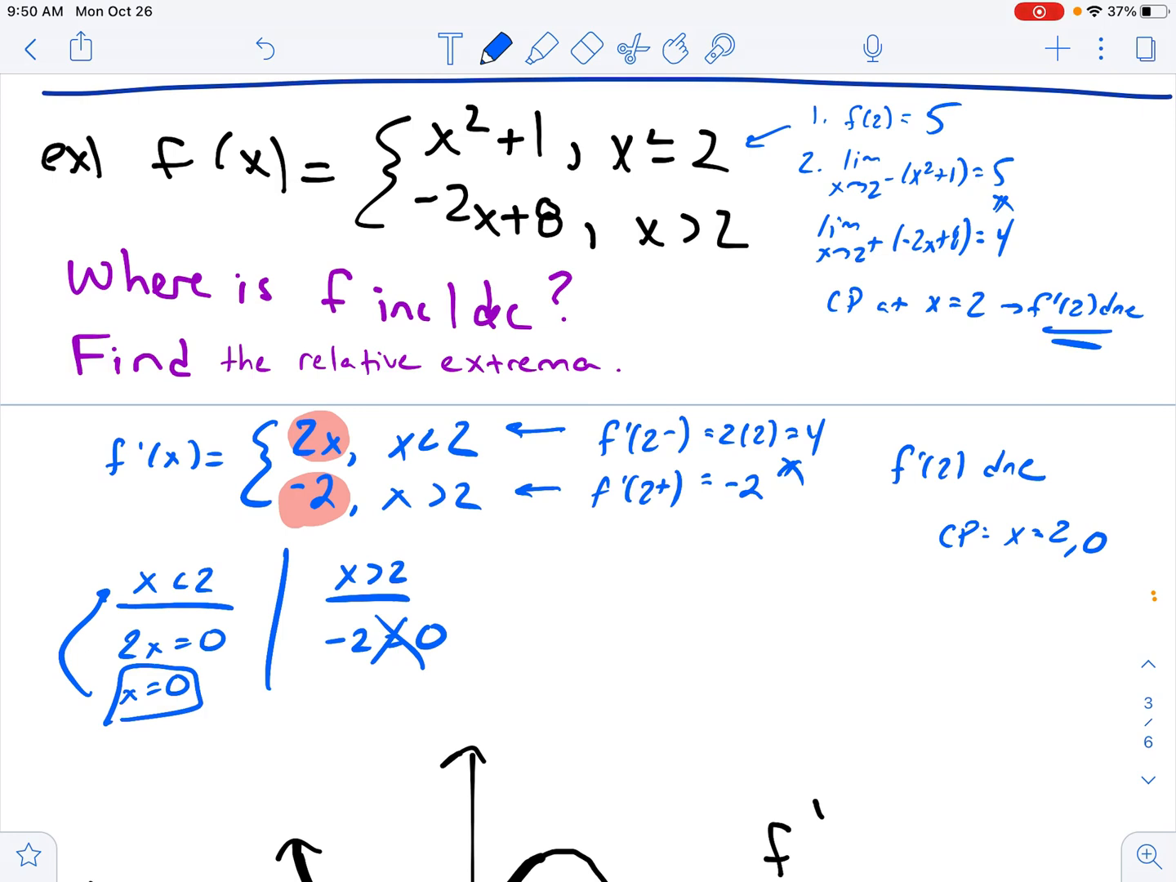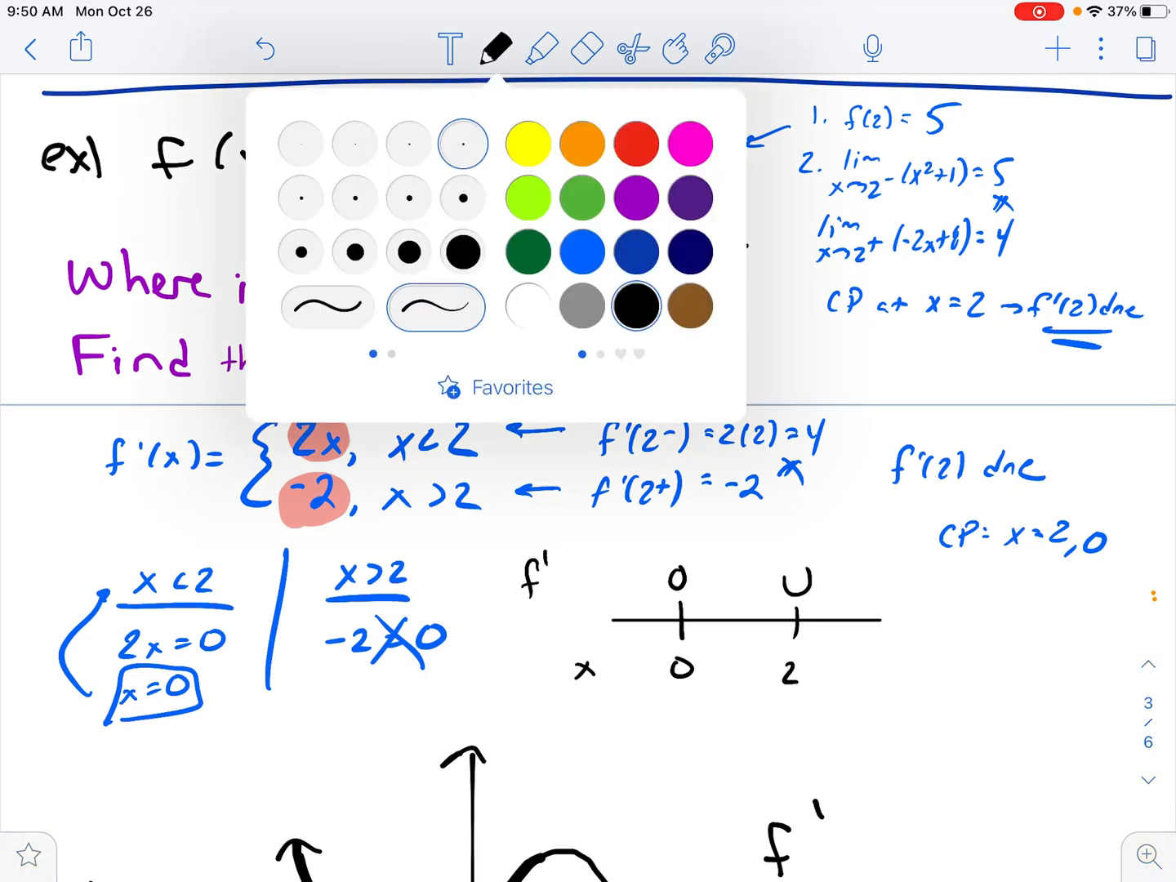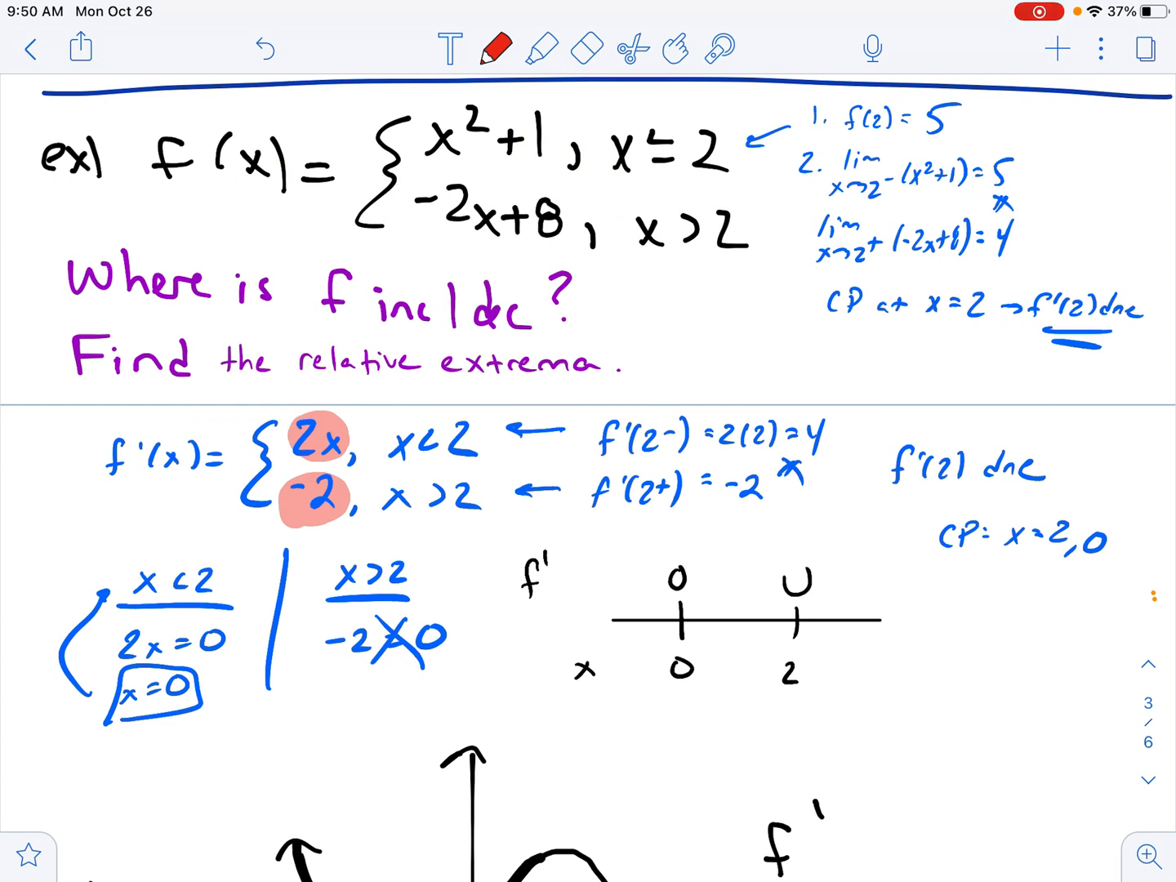So this function has 2 critical points. At 0, the slope is 0. At 2, the derivative is undefined. Okay, so let's take a look at our number line here. And from left to right, our critical points. We determined the derivative was 0 at 0 and is undefined at 2. And let's see if we start testing signs of this thing. Okay, for x values less than 0, let's use x equals negative 1. I'm going to use x equals 1, and I'm going to use x equals 3 to test.